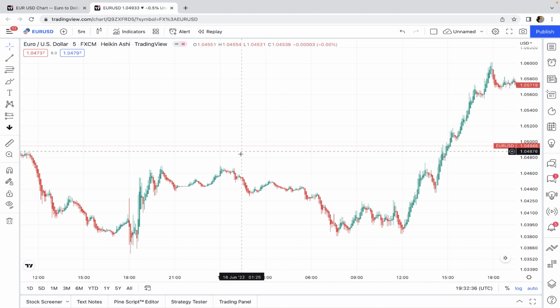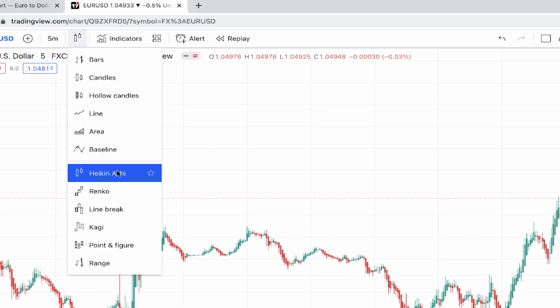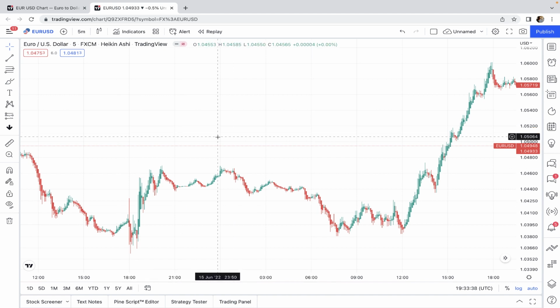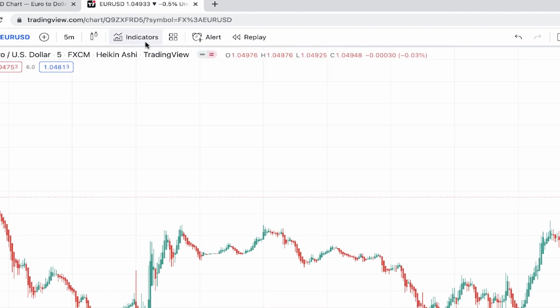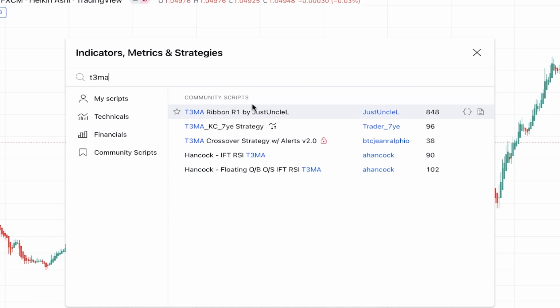In this strategy, we use Heikin-Ashi charts. So here we set the chart type on Heikin-Ashi. For this trading strategy, we must add 2 indicators to our chart. For adding indicators, here we click on indicators and we simply search the name. The first one is the T3MA ribbon, this one.